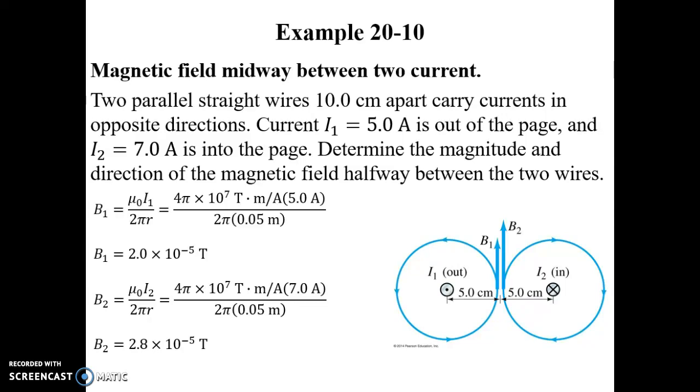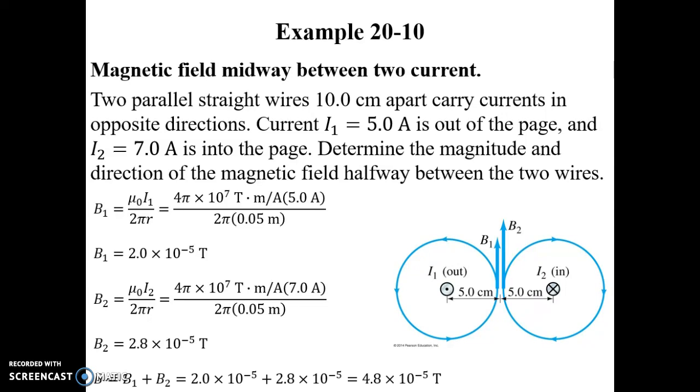So therefore, we will add these two values together to get 4.8 times 10 to the negative 5 Tesla.